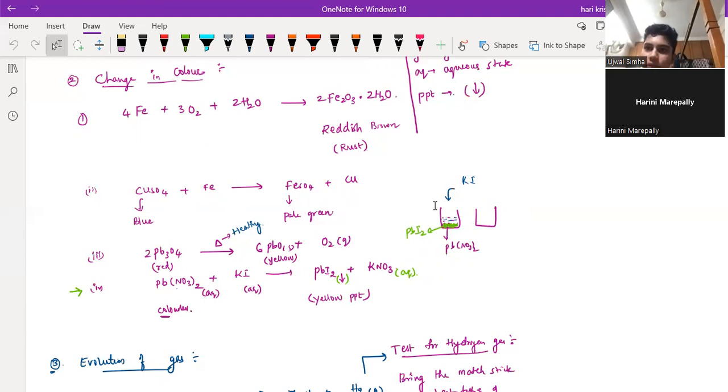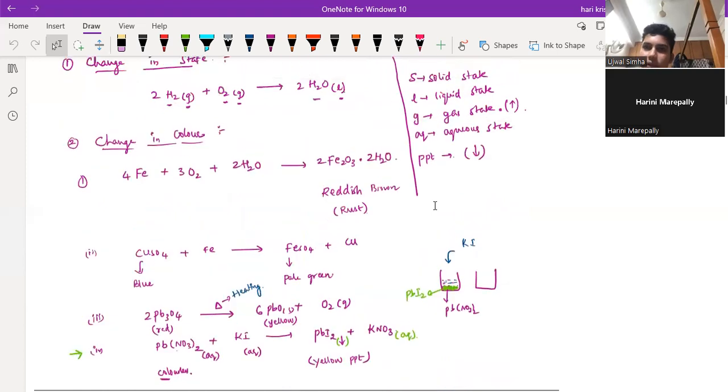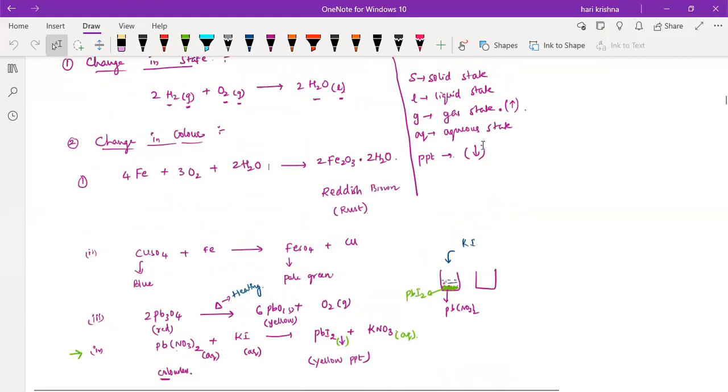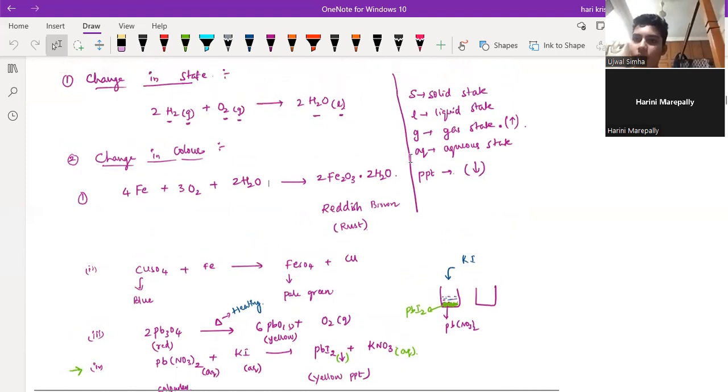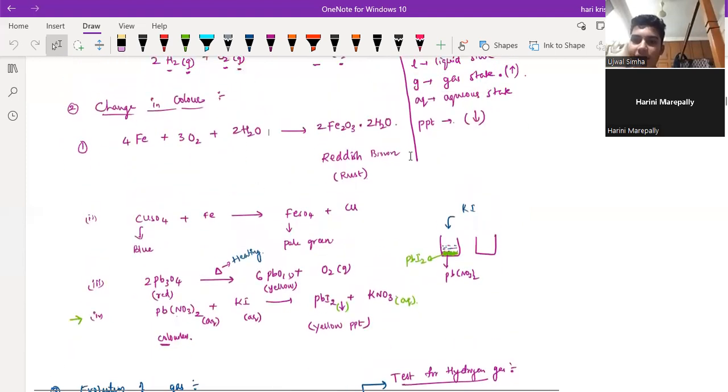The gas always escapes from the test tube. Precipitate always settles at the bottom of the beaker. So the down arrow is the precipitate, the up arrow is for the gas. The next one is the change in color. If any color change happens during the chemical reaction, it indicates some chemical reaction has taken place.